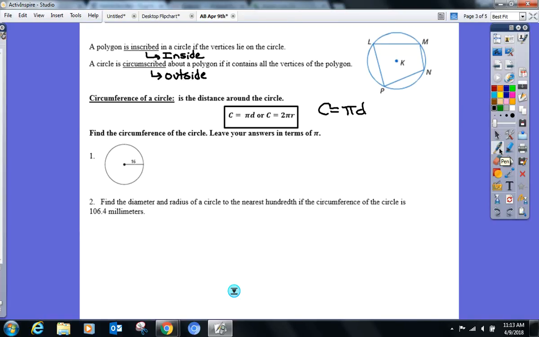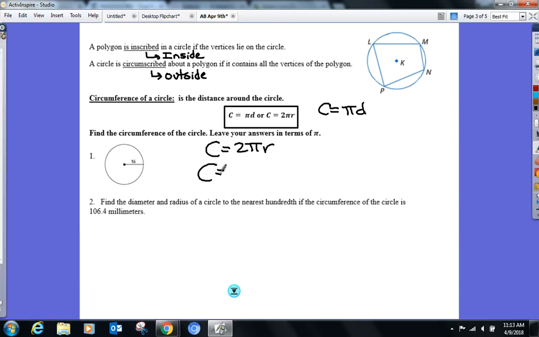So whatever formula you want to use for circumference, go ahead. All right, here we go. Now I'm going to hear from you guys. Find the circumference of this circle. Leave your answer in terms of pi, which means your answer will have pi in there. Do not hit the pi button on your calculator. That's what it means. So for here, class, do we want pi d or 2 pi r? 2 pi r, fine.